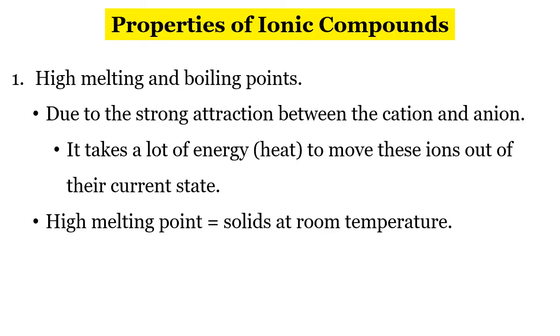Let's move on to properties of these ionic compounds. There are 5 properties that we're going to go through. The first is a high melting and boiling point. We have a very, very strong attraction between the positive cation and the negative anion. It takes a ton of energy to move these ions out of their current state. That energy could come in the form of heat, so it takes a lot of heat to separate these. Because they have a high melting point, they're solids at room temperature.